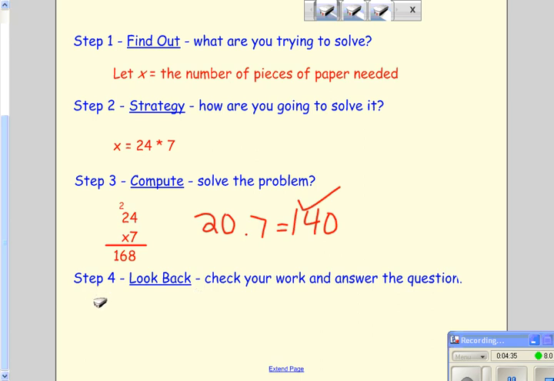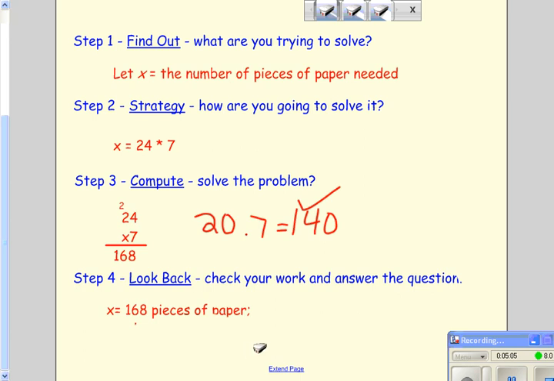Now, you're going to start off, though, by writing this. X equals 168 pieces of paper. Because remember, we said X is the number of pieces of paper needed, right? So we're saying this 168 is the pieces of paper, so X equals 168 pieces of paper. Now, someone give me a good complete sentence.